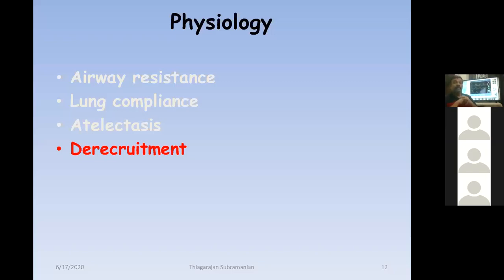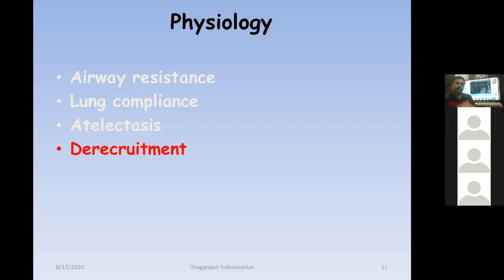Derecruitment is one of the most common causes of gradual hypoxemia in intubated patients, which can be minimized by increasing the PEEP. For your information, in COVID-19 patients they usually use 5, 6, 7, 8, and maximum 9 or 10. So they will use a high PEEP, but not more than 15. The PEEP level should be increased to 10 to 15. That means positive end-expiratory pressure.